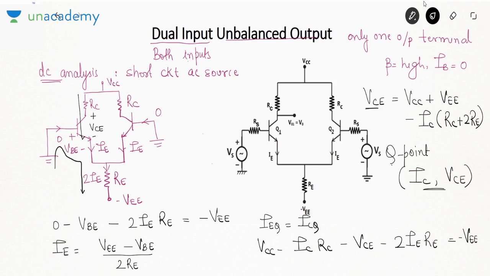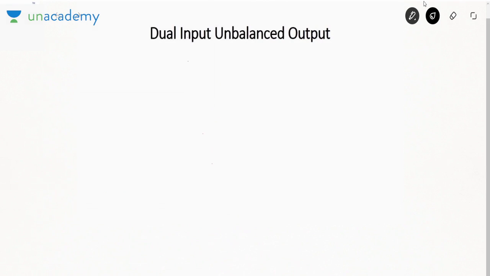And remember, this DC analysis is independent of the nature of the amplifier. Even if you are taking one output or both the outputs, you are applying one input or both the inputs, it is independent of that. So that means the Q point is independent of the nature of the differential amplifier. It is the same for all four possible combinations of the differential amplifier. Now we will proceed to the AC analysis.